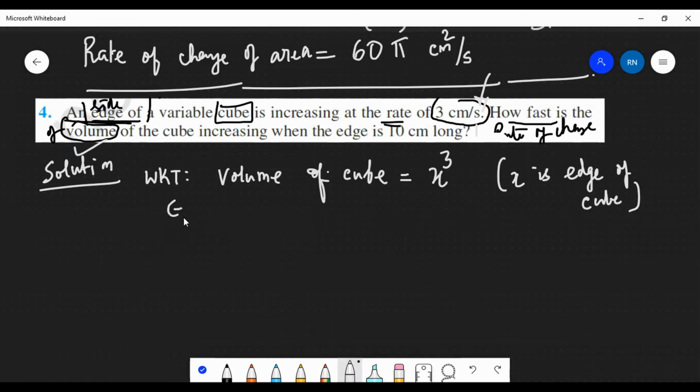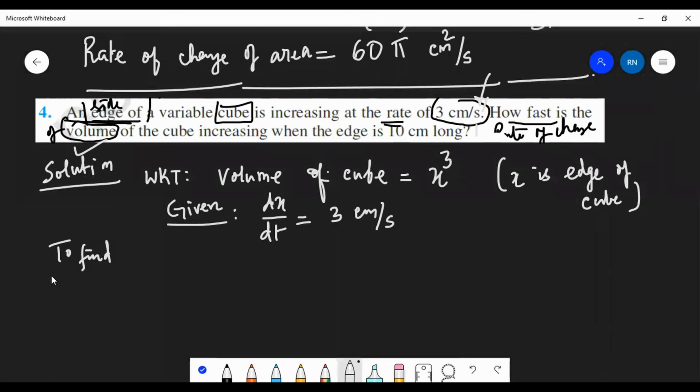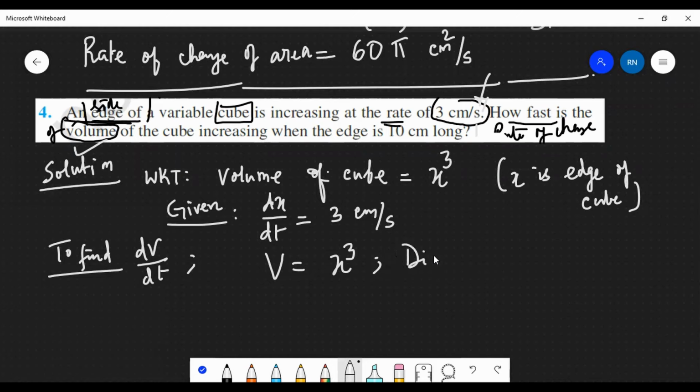And also, what are the things given? Edge increasing at a rate. That means dx with respect to time, dx by dt, is given as 3 centimeter per second. And what you have to find out? Rate of change of volume with respect to time, dv by dt. So start writing the formula. V is x cube. Now take the rate of change, differentiate. It is not differentiation with respect to x. Be careful. Differentiate with respect to the time factor.